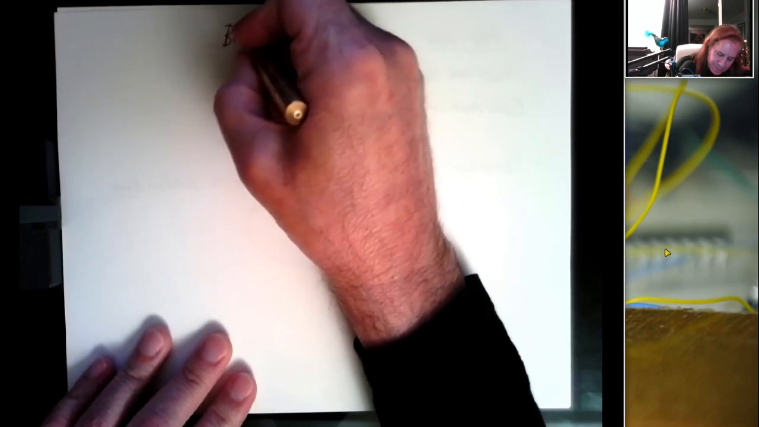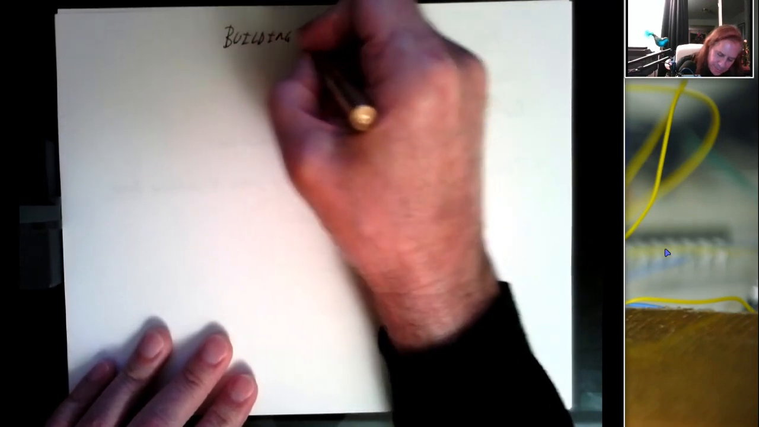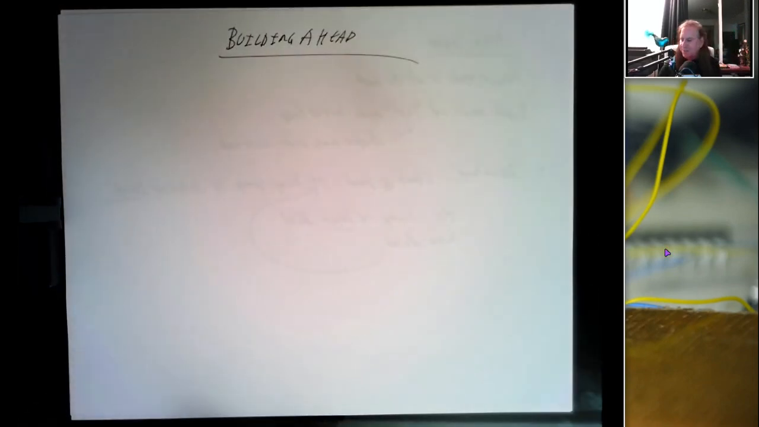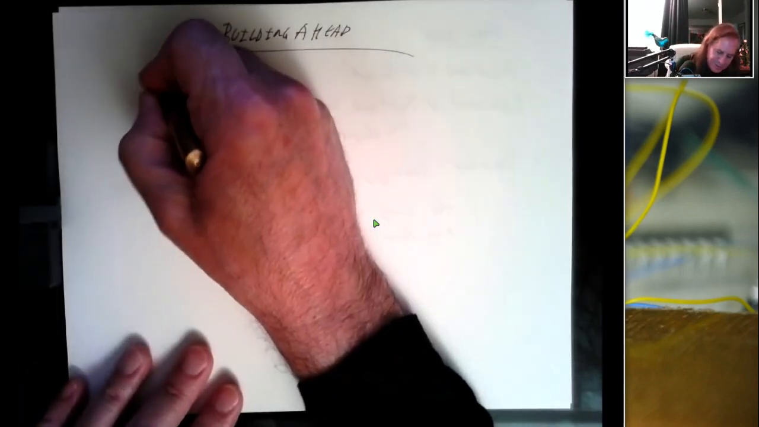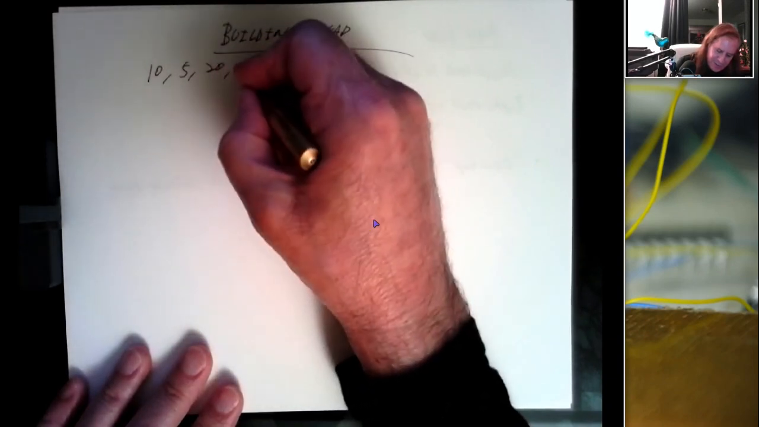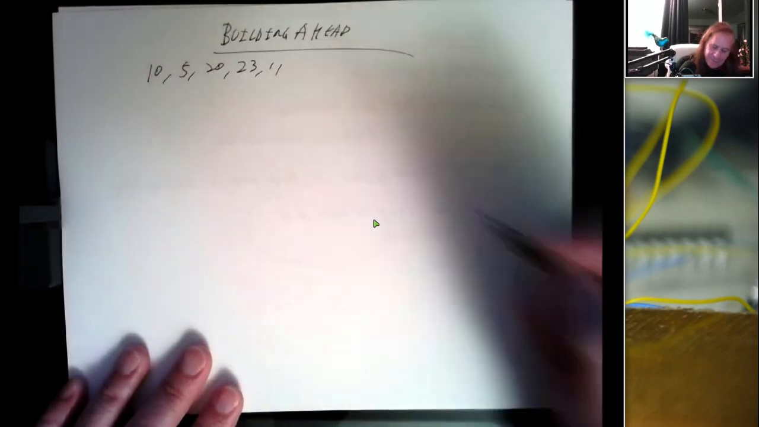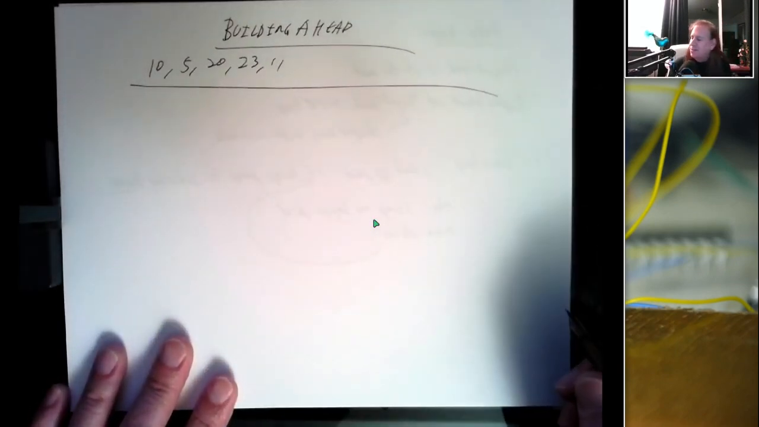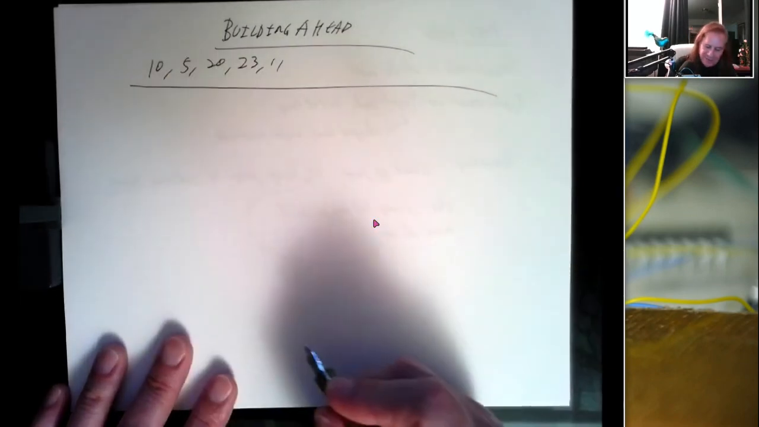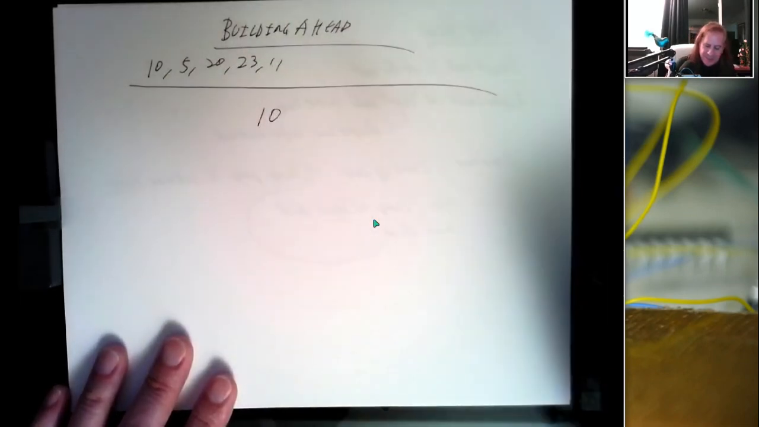Alright, two more things to discuss with heaps. The first is building a heap, where we have a set of data and we want to store it in a heap inside our computer. So let's say we have a set of numbers, 10, 5, 20, 23, and 11. And we want to build a heap. Well, we could simply start with an empty heap and just add these one at a time. So we start off with the number 10. Well, we have an empty heap, so 10 just becomes the root.